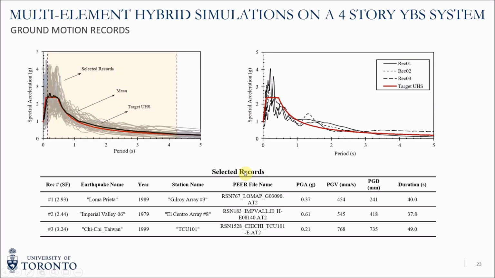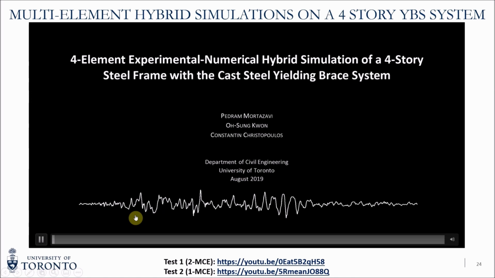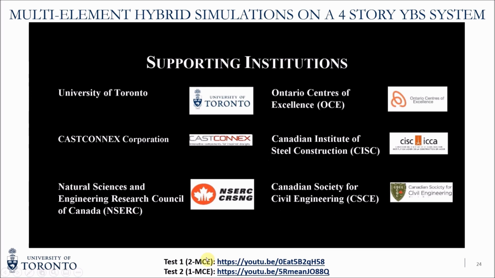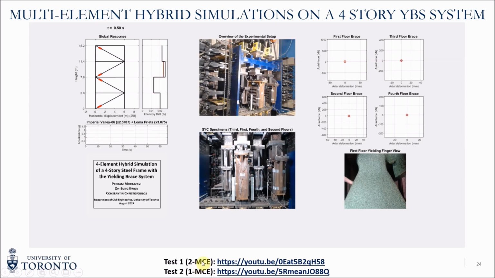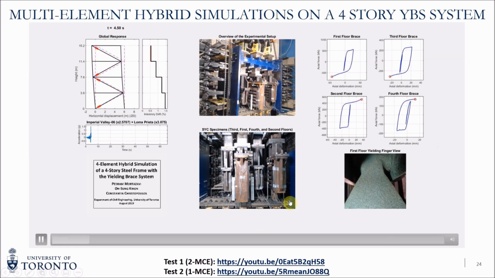We also had to select a number of ground motions. We had a suite of 40 ground motions. We took 3 of them for the hybrid simulations. So this is a time-lapse video of the first hybrid simulation. First, we did 2 MCE records back to back. So this is the brace on the first floor, yielding connector on the second, third, and fourth, and these are the hysteretic responses. We also have the view of the yielding finger on the first floor.